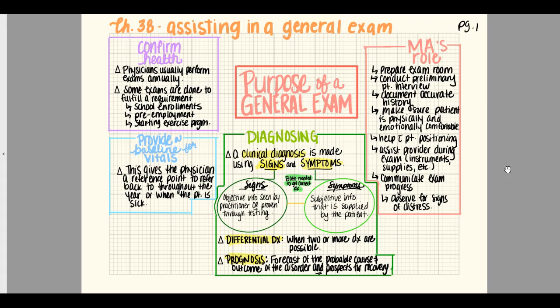And then once we have the differential diagnosis or a clinical diagnosis, the prognosis is the forecast of the probable course and outcome of the disorder and the prospects for the recovery. So the prognosis basically says, this is what we think is going to happen with this disease or with this illness, and this is how we think you're going to recover from it.